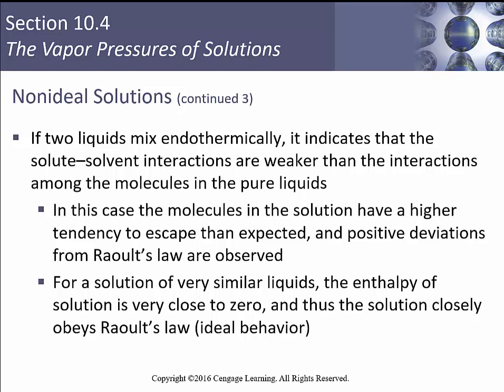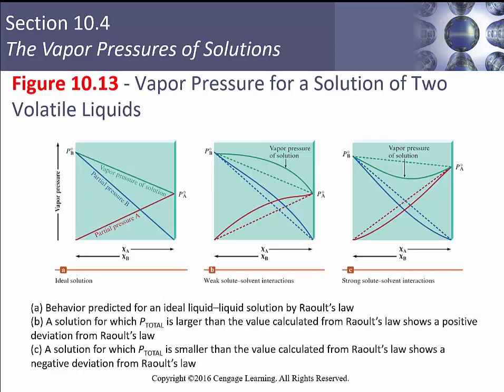For a solution of very similar liquids, the enthalpy of solution is very close to zero, and thus the solution closely obeys Raoult's law, which we call ideal behavior. So these are two cases and our ideal case. In an ideal case, we have this partial pressure of A as we go from 0% A to pure A, and a partial pressure of B as we go from 100% B to 0% B. Our vapor pressure is going to be the sum of those two. So our green line here is what we would expect to calculate from Raoult's law.